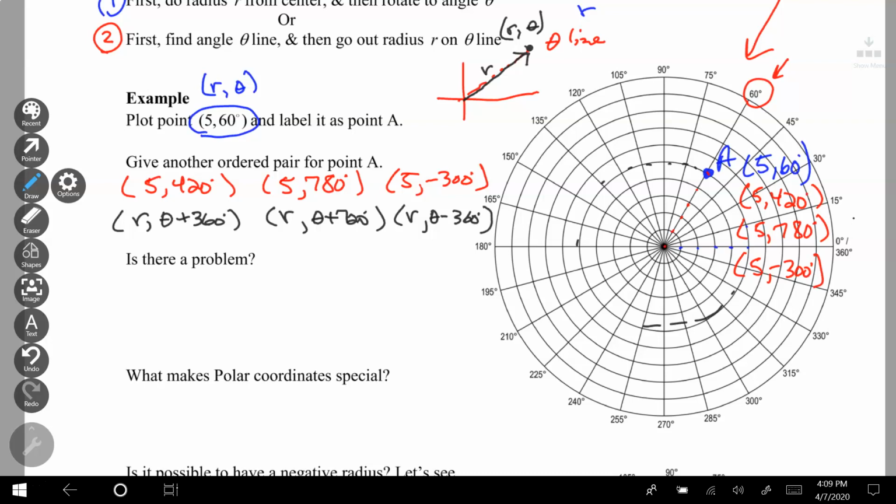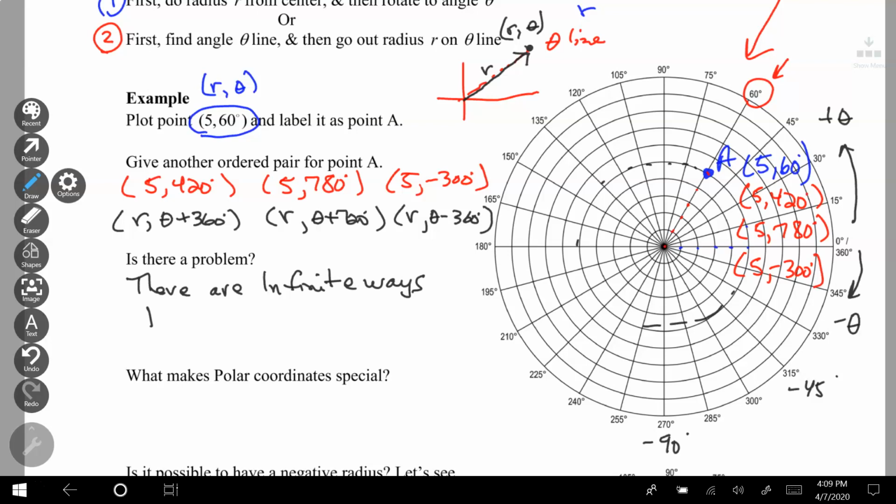Again, going back to what we did in trigonometry, when I go counterclockwise, that is a positive theta, and when I go clockwise, that is a negative theta. So this angle here is negative 45 degrees, negative 90 degrees, and so on and so forth. Is there a problem? Absolutely. There are infinite ways to name a point.